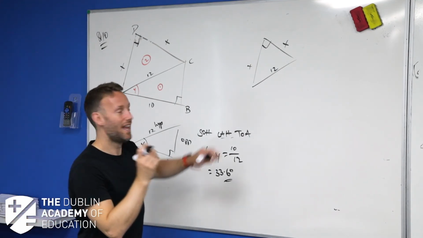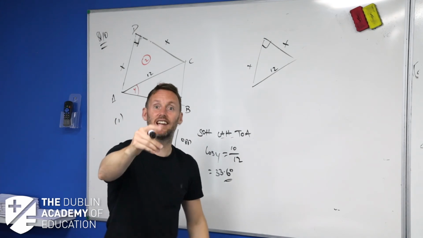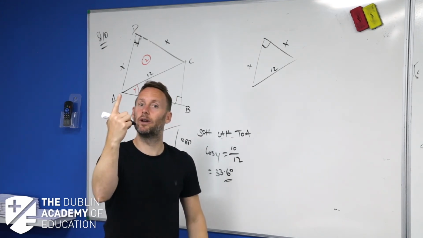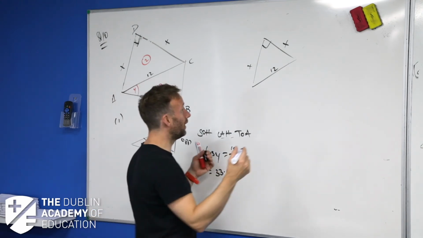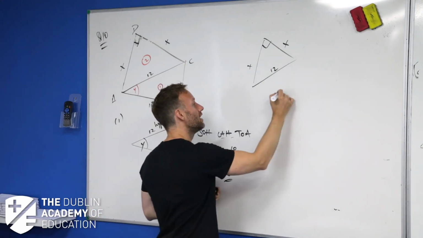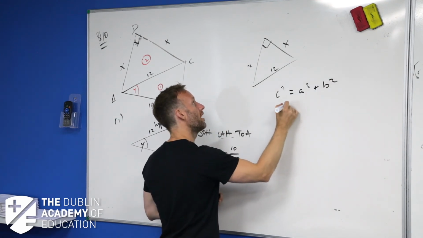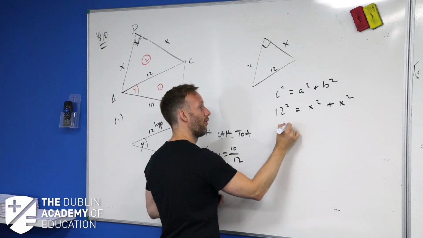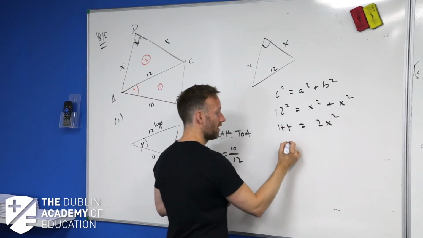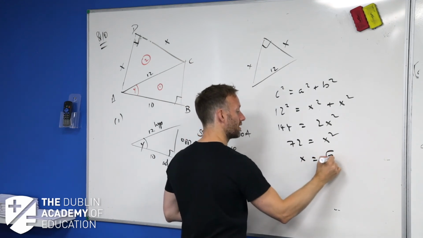Now remember, x and x are the same. So what type of right angle is it? It's a right angle isosceles, so we only need one side to use Pythagoras. So we did this question earlier on, c squared equals a squared plus b squared. So 12 squared is equal to x squared plus x squared. So 144 is equal to 2x squared. So 72 is equal to x squared. So x is equal to the square root of 72.